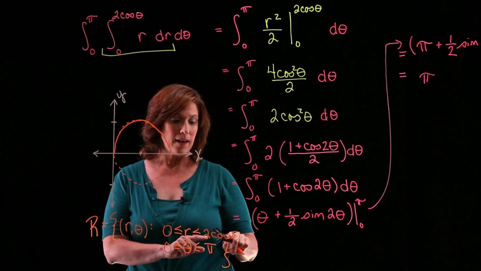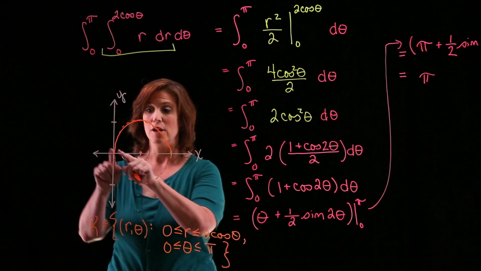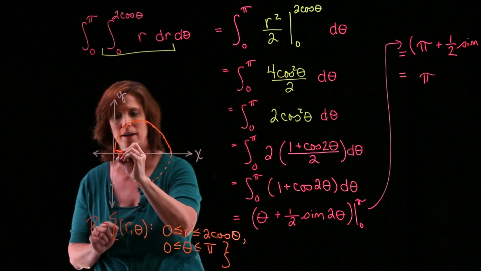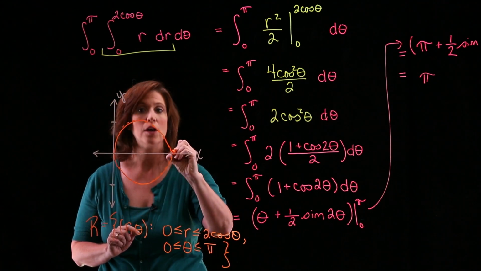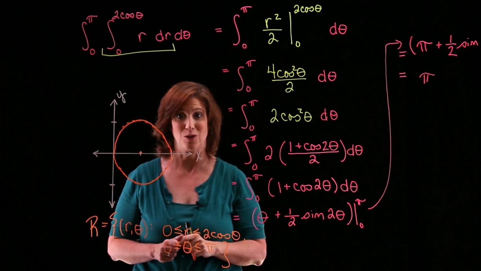At pi, cosine of pi is -1, so r will be -2. So at pi, I'm going to be plotting -2, which takes me back to this point. So that finishes up my circle. So for this particular region, I've gone the whole way around that circle.